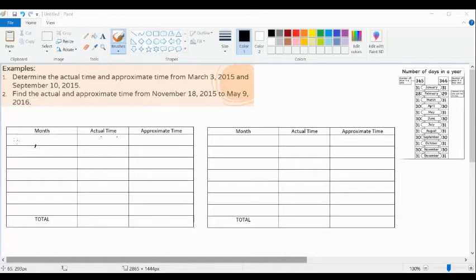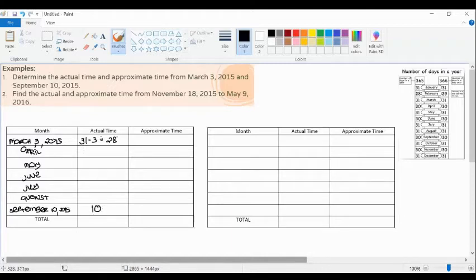Okay? So we're going to start with March 3, as said in the given 2015. For March, we have 31 days. Remember, for the actual time, we use the exact number of days in every specific month. So 31 minus 3 will give us 28 days. Next, April, May, June, July, August, and lastly, September 10, 2015. Here, the end of this is 10.